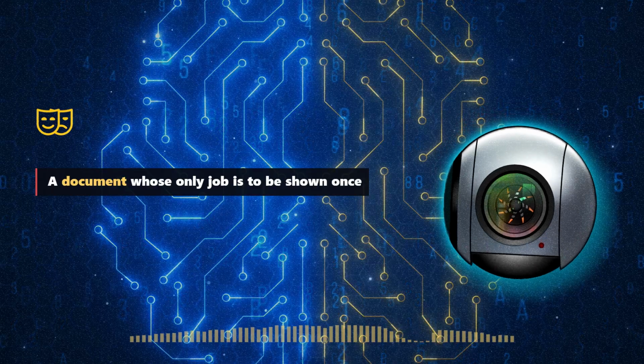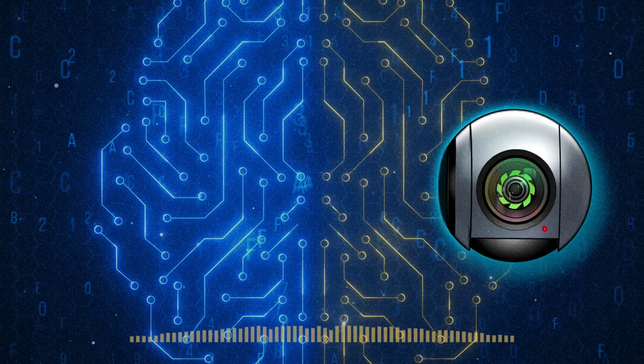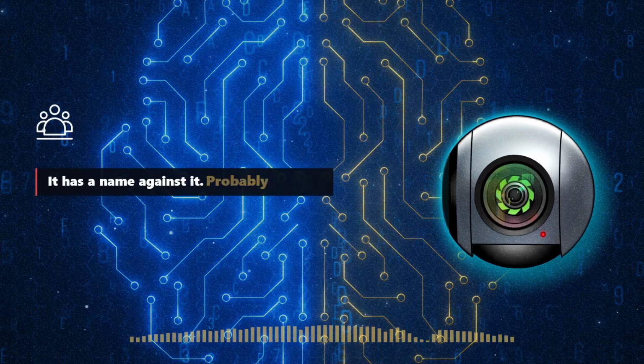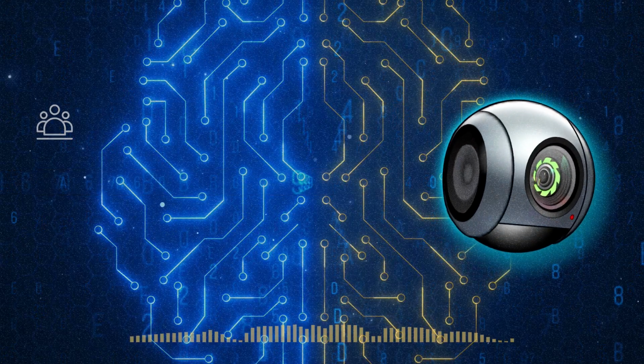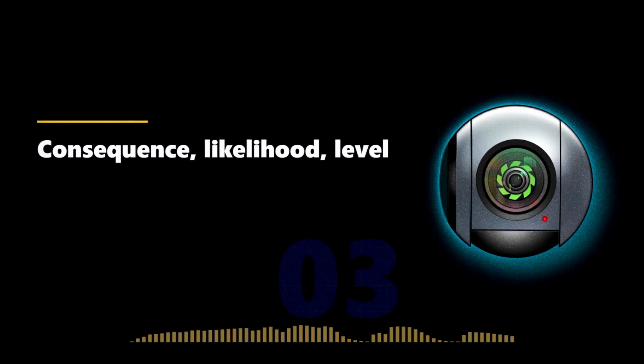For our little SaaS company, that means the risk around customer data in the production database has a name against it, probably the CTO, and she knows it's hers. She agreed to it out loud. That's ownership. Fourth, analyze the risks.